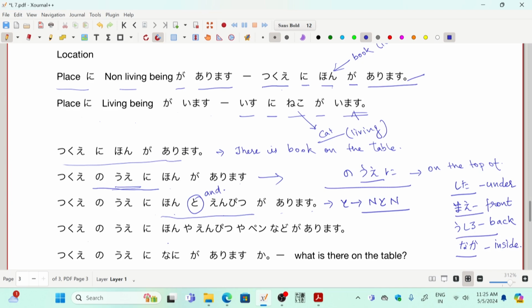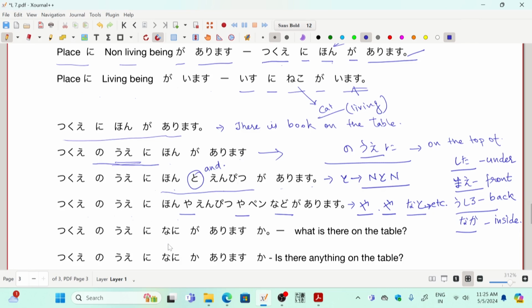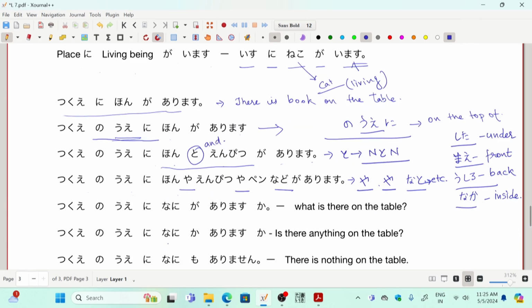Next is tsukue no ue ni hon ya enpitsu ya pen nado ga arimasu. So this is the pattern ya nado. So you can understand this ya is being used as comma and nado is etc. So if there are two or more things and we want to say, there is a book, there is a pencil and there is a pen etc. on the table. So tsukue no ue ni hon ya enpitsu ya pen nado ga arimasu.